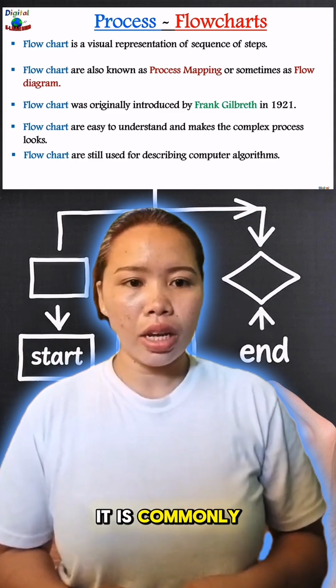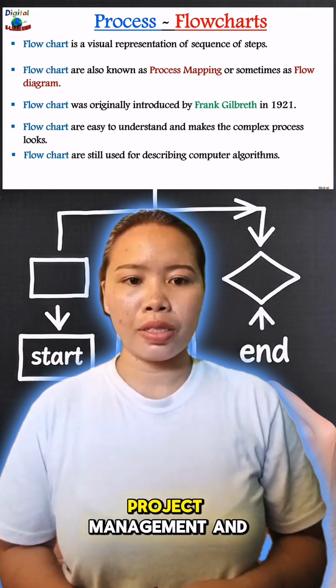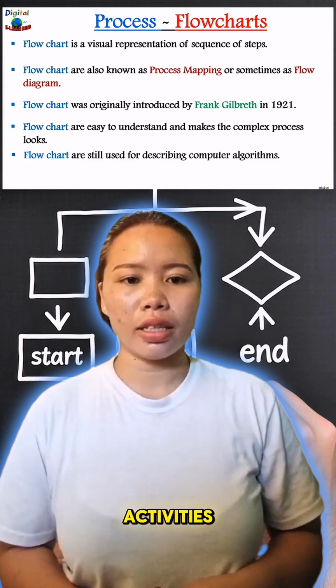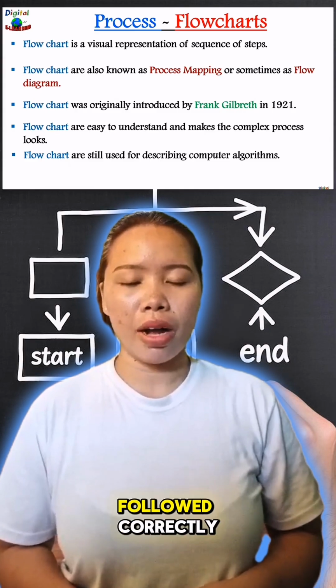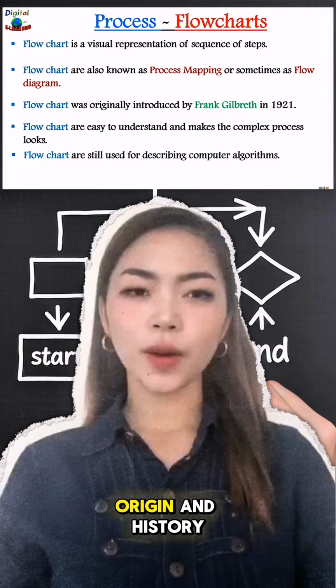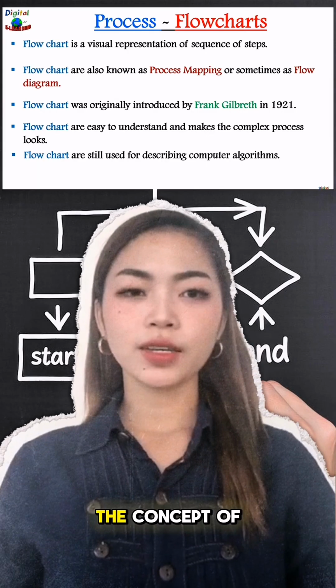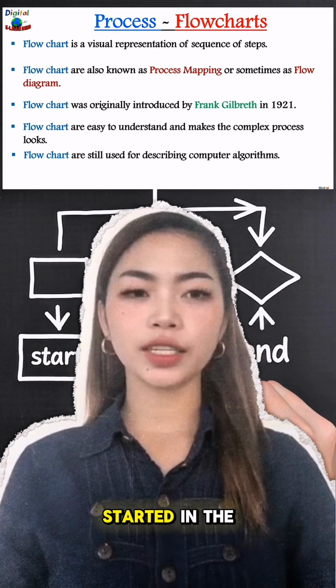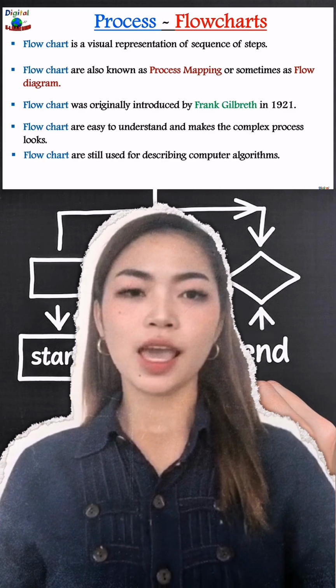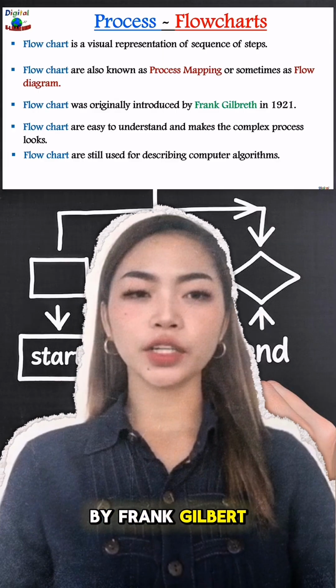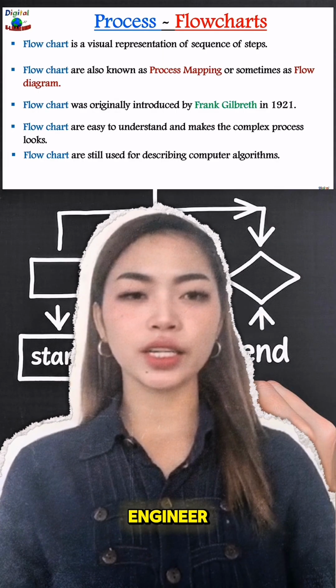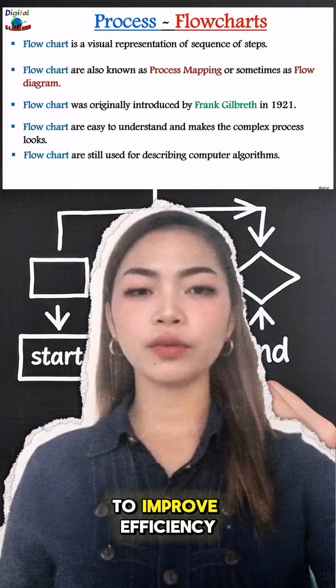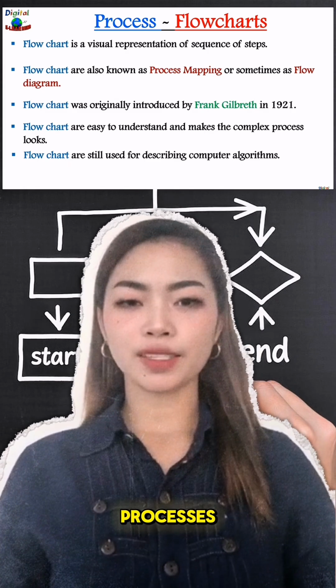It is commonly used in business operations, project management, and even in daily activities to ensure the steps are followed correctly. Origin and history. The concept of the flowchart started in the early 1920s. It was introduced by Frank Gilbreth, an industrial engineer who studied ways to improve efficiency in work processes.